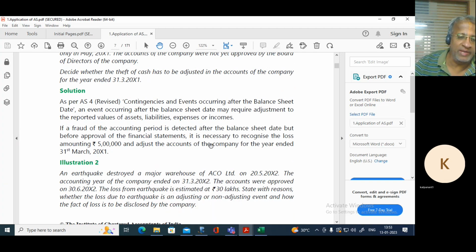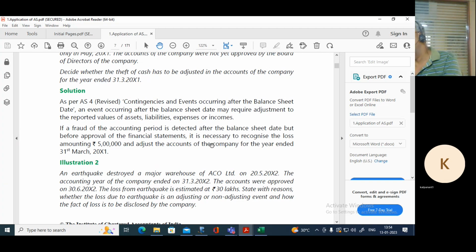An earthquake destroyed a major warehouse on 20th of May. The accounting year ends 31st of March. The books of accounts are approved on 30th of June. The loss due to the earthquake is estimated to be 30 lakhs. State with reason whether the loss due to earthquake is an adjusting event or non-adjusting event and how the fact of loss is to be disclosed by the company.